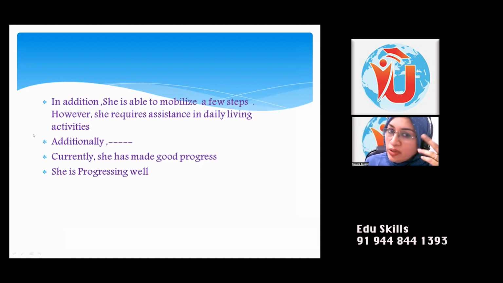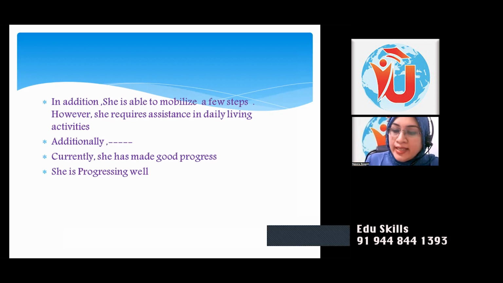This "however" we can use in two ways, either with a small letter H, putting a comma here, or you can use it as another sentence as well. Both are correct. Or you can say that additionally she's able to mobilize, or if you want to say some additional information, you can start in the second paragraph. And in the end, you can say what the current health status of the patient is. She has made good progress. Currently, she has made good progress, or she is progressing well.